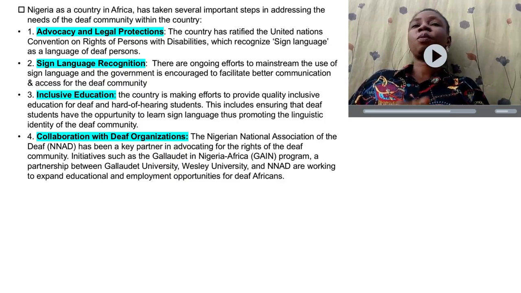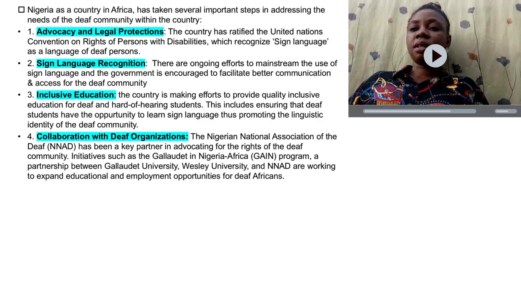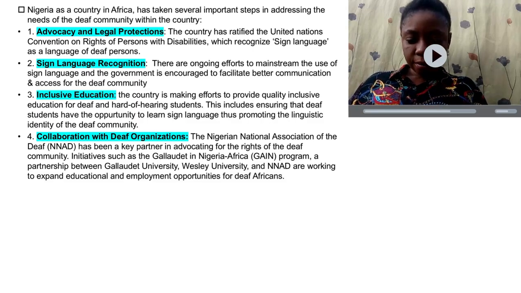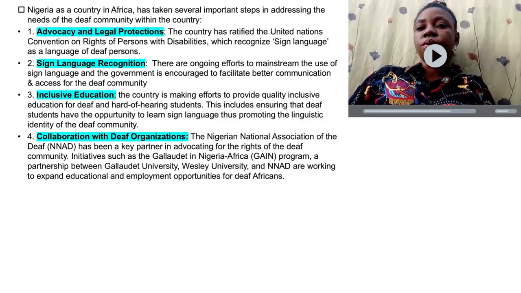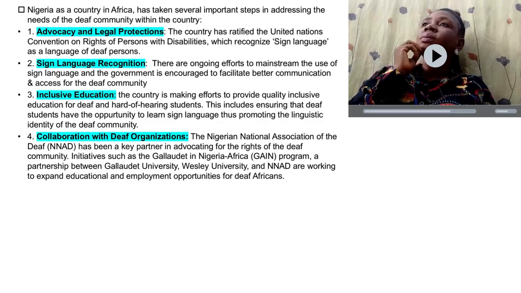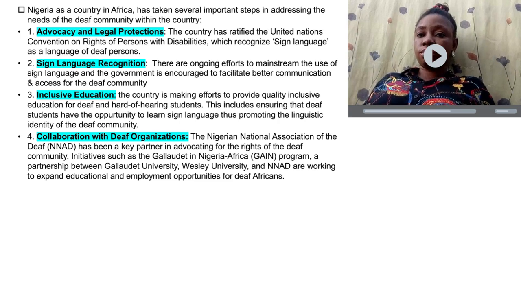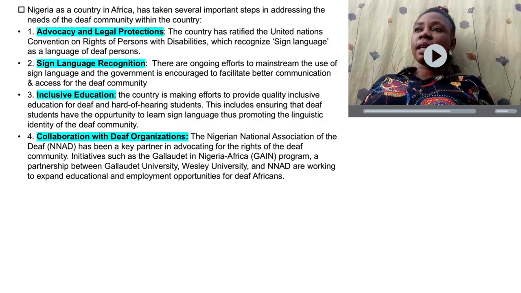And so this is part of the effort being made by Nigeria and the government to make sure that the rights of deaf persons are protected and respected. So we have inclusive education. Nigeria is making effort to ensure that deaf persons have equal access to education. Like I mentioned earlier, they just concluded a 2 days conference by JAMB on equal access to higher education in Nigeria.